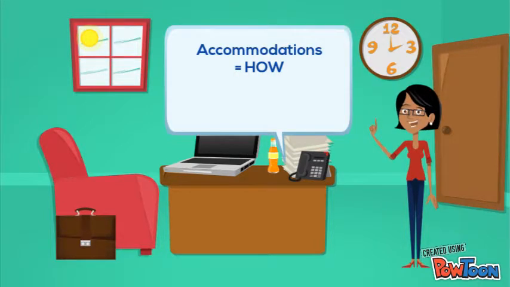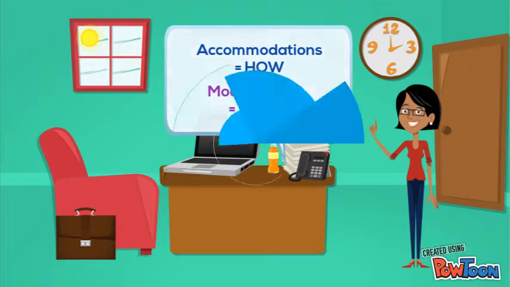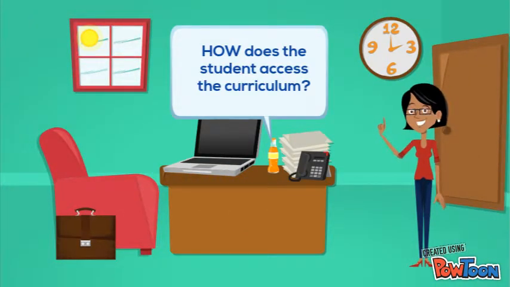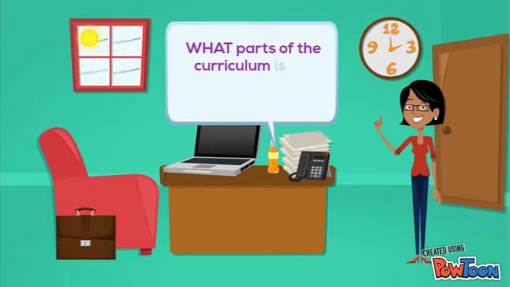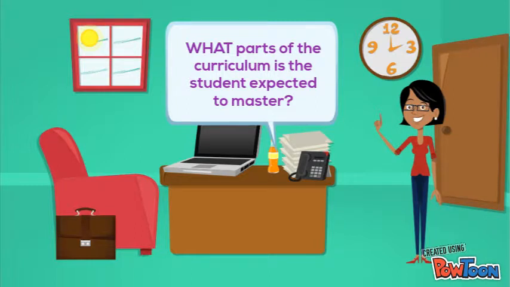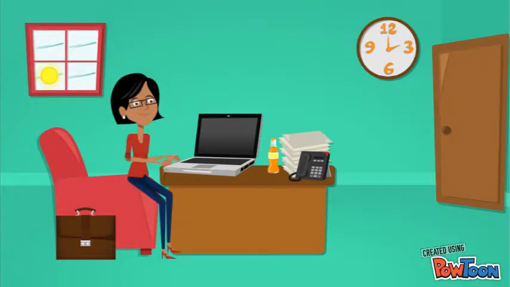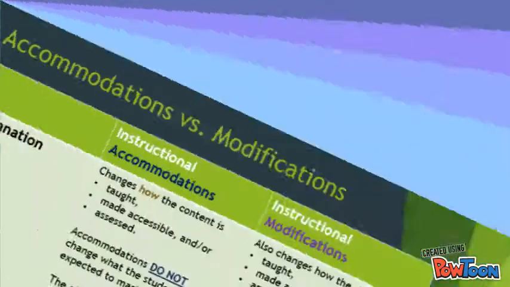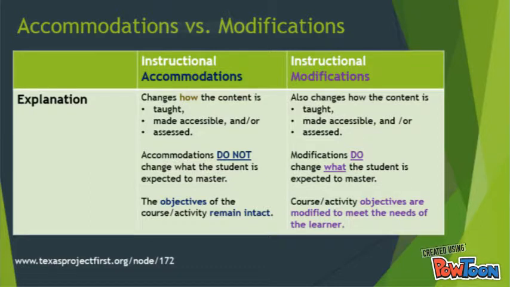Accommodations equal the how, and modifications equal the what. How does the student access the curriculum? What parts of the curriculum is the student expected to master? Accommodations change how content is taught and made accessible, not the objectives to be mastered. Modifications also change how content is taught, accessed, and assessed, but objectives to be mastered are modified, meeting needs of the individual learner.